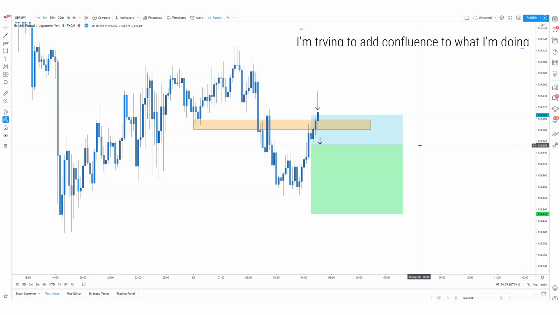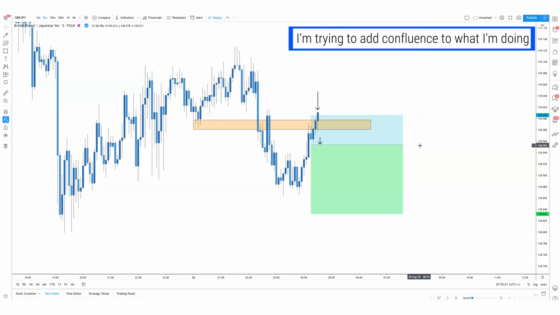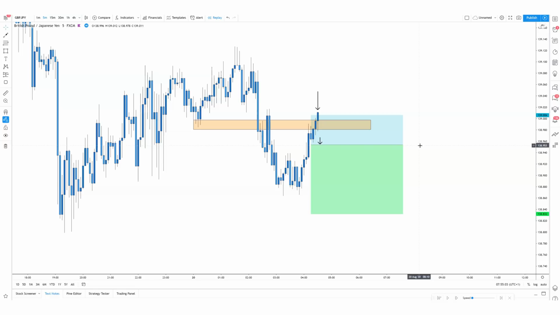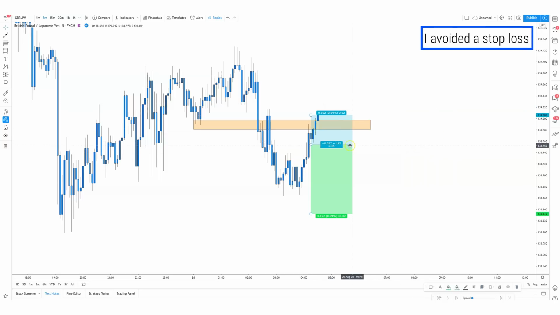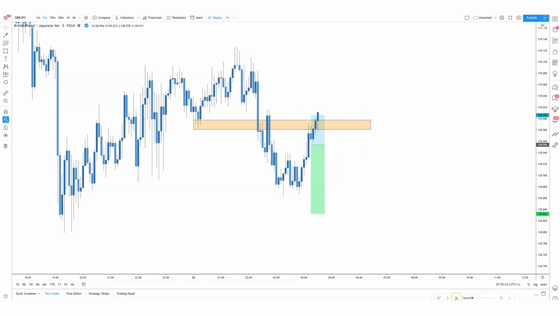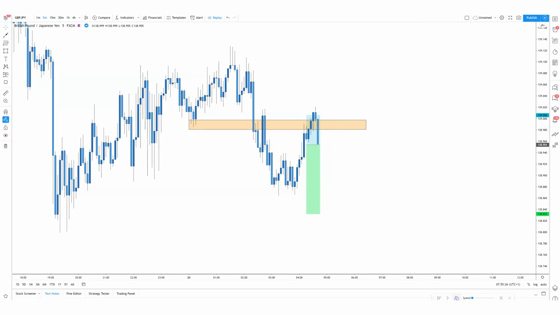But remember, I'm trying to add confluence to what I'm doing. That simply means that if I place my entry below, giving the market an opportunity to breathe and push down strong with momentum or push up with momentum, it simply means that more often than not, I won't be triggered into the market prematurely. So I avoided a stop loss here. Now, what would I do in a situation like this? Well, I will simply just continue to wait.